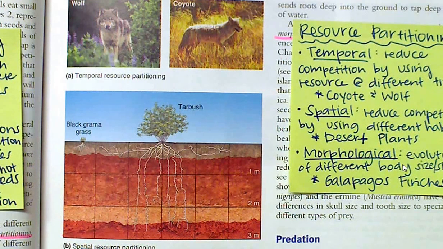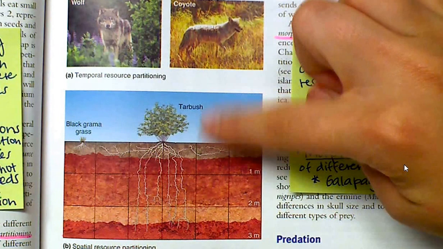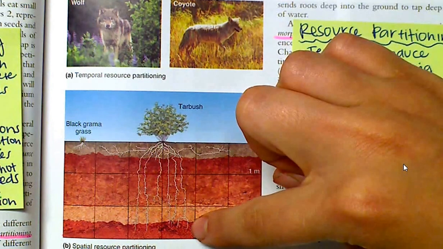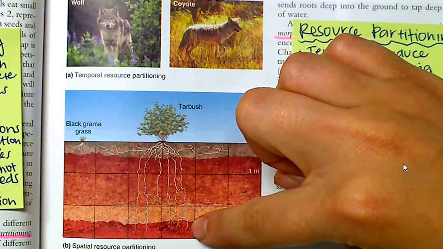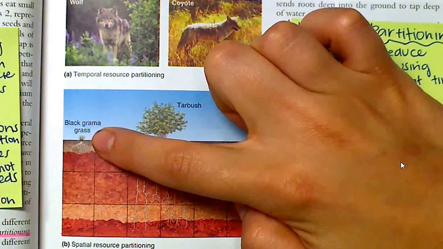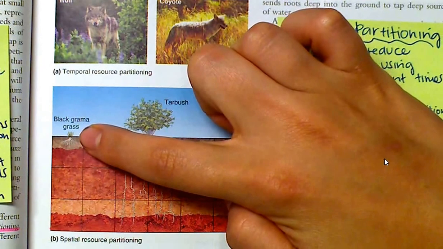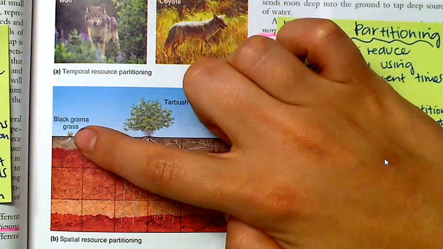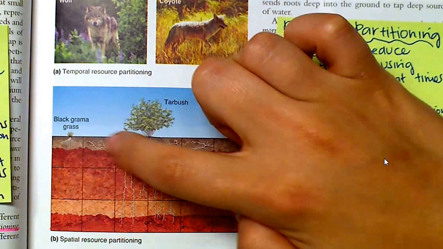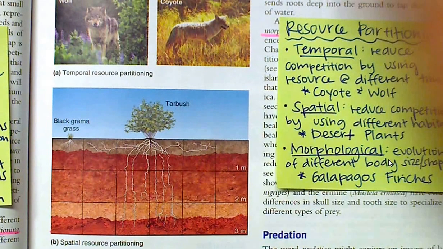Tarbush, this guy, grows very deep roots to reach deep sources of water, whereas gramagrass over here has an extensive shallow root system that allows it to take up water rapidly during rare rain events. So this guy has shallow roots, it's probably going to grow along the surface here. This guy has super deep roots, so they're not competing for the same water source.